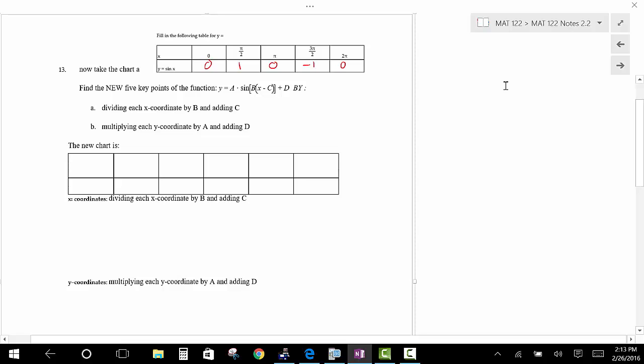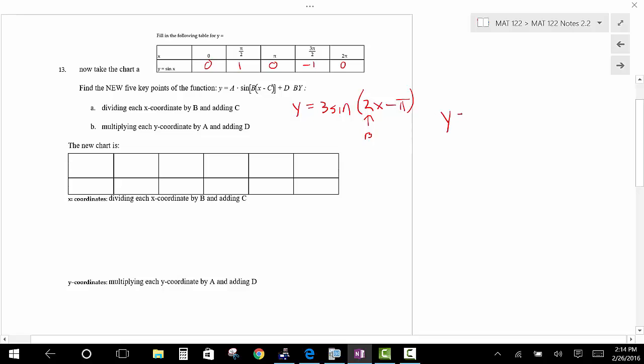So what we end up doing is this. When we do the new chart, we're graphing y equals 3 sine of 2x minus pi. What they're saying we can do is divide each coordinate by b and add c. So this is the value of b, and then you're adding c to that, which is the phase shift.